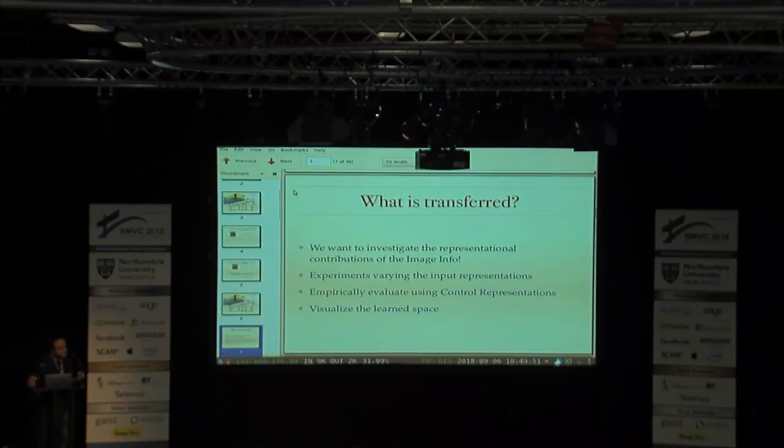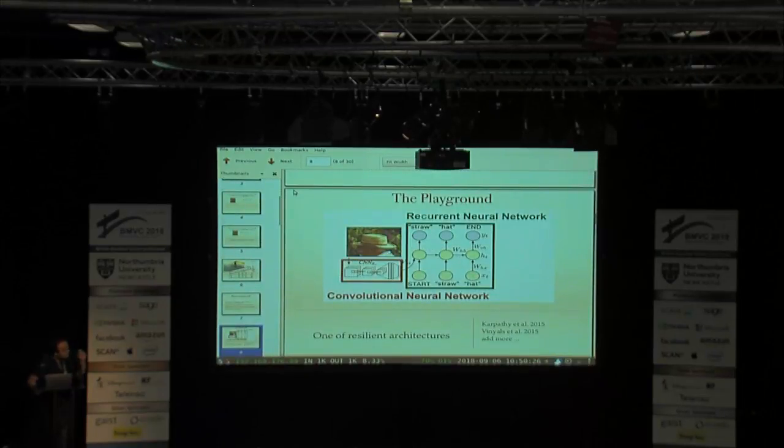So we are interested in what is really being transferred. We want to investigate the representational contributions of the images. Is a 2048-dimensional vector from a ResNet, say, enough? What we are interested in is varying the input representations and seeing the effect on the task of captioning, the generation of language. We try to have some kind of control and see if that makes sense. And we try to visualize the learned space and the initial space, and see if we can get some insights into it.